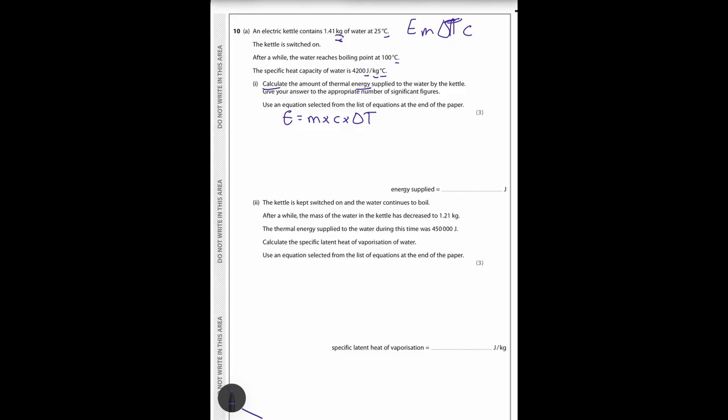Okay, what am I looking for? I'm looking for energy, so I'm going to write down E in there. First, have I got a mass? Yeah, I have. It's 1.41. Write that down. Specific heat capacity is 4,200. Write that down. Change in temperature. Change always means something take away something else.